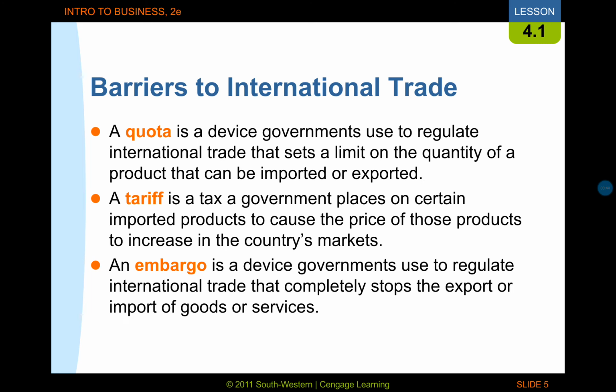And then also an embargo. It's a device governments use to regulate international trade that completely stops the exports or imports of goods or services.